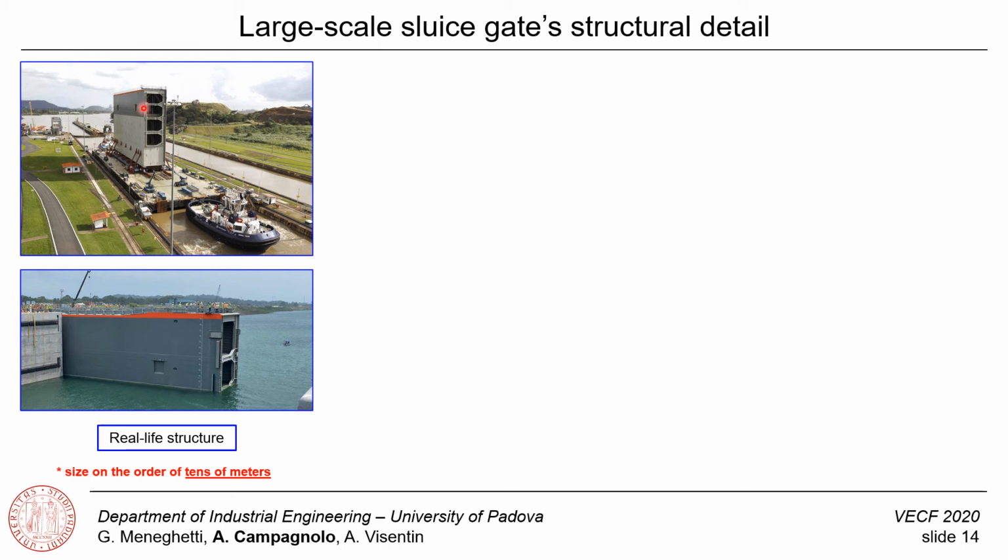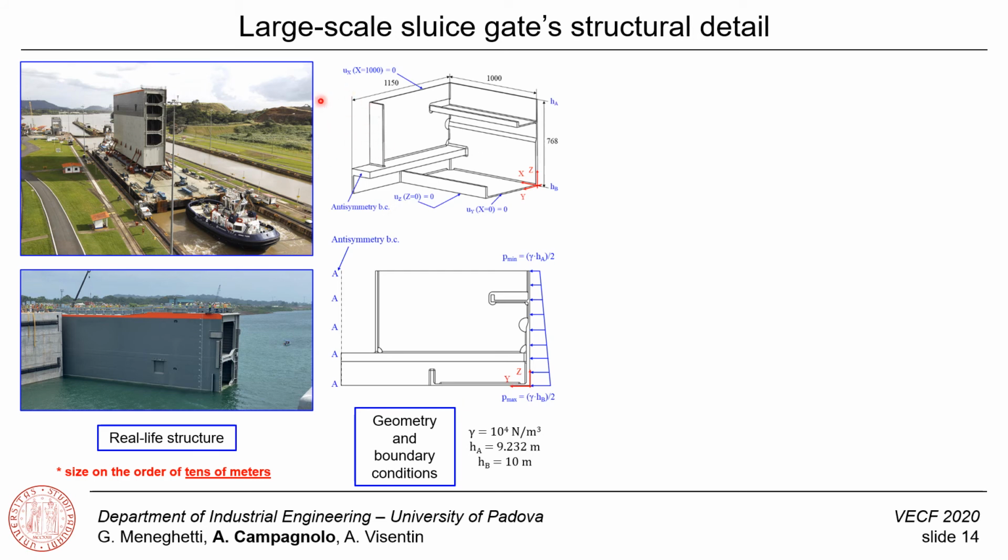Another case study is relevant to a large-scale steel welded structure, which represents a detail of a slice gate having overall size on the order of tens of meters, while the considered detail has size on the order of meters. The detail is characterized by many different welded geometries, including T and cruciform joints, both fillet and full penetration welded. The plate thickness ranges between 10 and 58 millimeters.